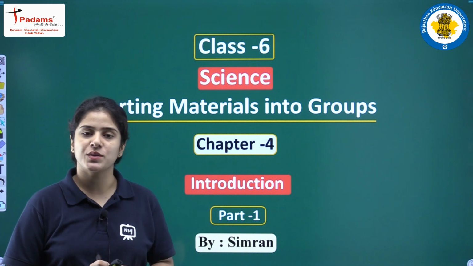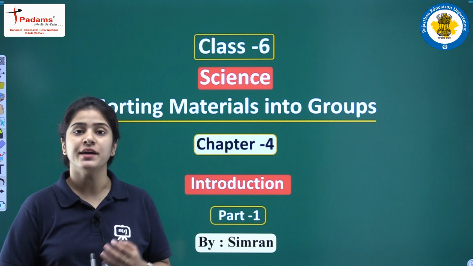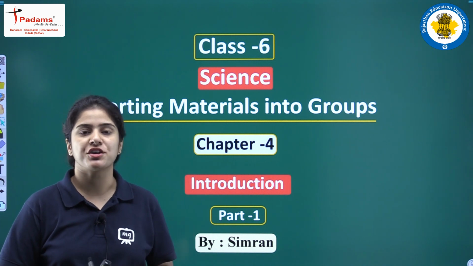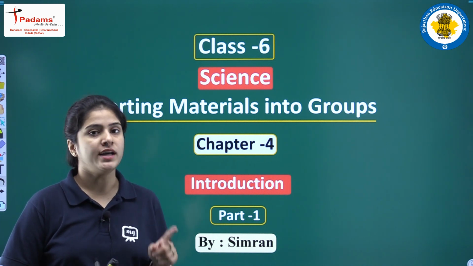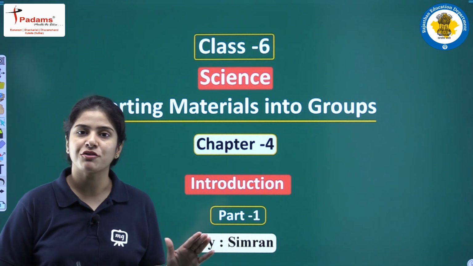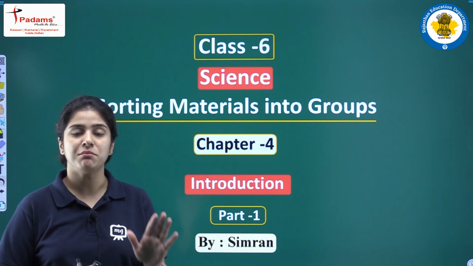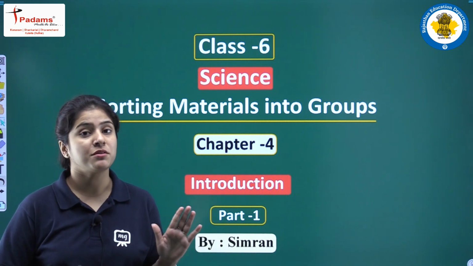Students, in the last class we completed chapter number 3, that is fibers to fabrics, and today we are starting a new chapter of your syllabus, chapter number 4, that is sorting material into groups. It is very clear from its name that in this chapter you are given the materials and you have to sort them into different groups.